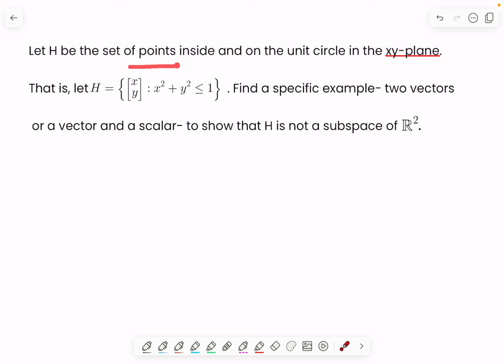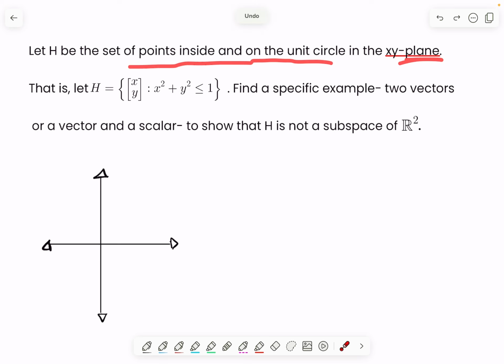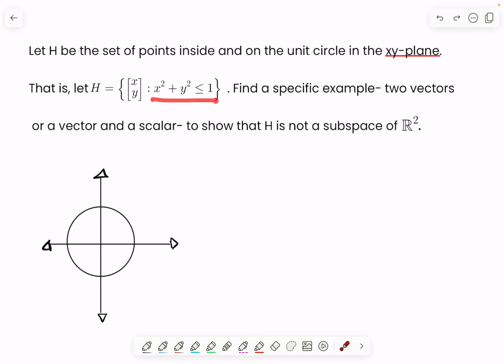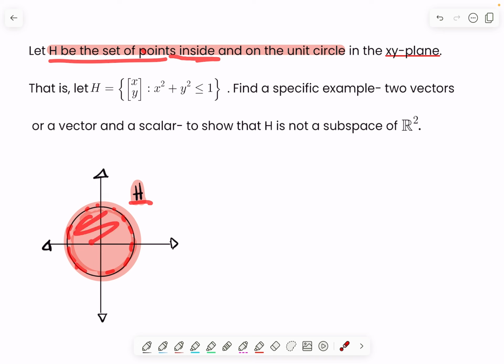Let H be a set of points inside and on the unit circle in the xy plane. So we have a coordinate plane and then we have a unit circle. In other words, this says the exact same thing that we just read. This is the equation of a unit circle, and it's in R2 because we have two entries, two rows, x and y, so we are in the two-dimensional space of all real numbers. And this is H. It is literally the set of points on the unit circle and all of the points inside of it, so this as well.